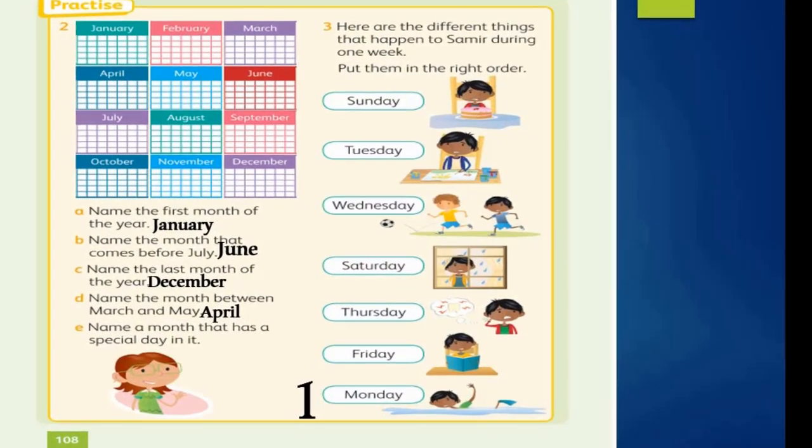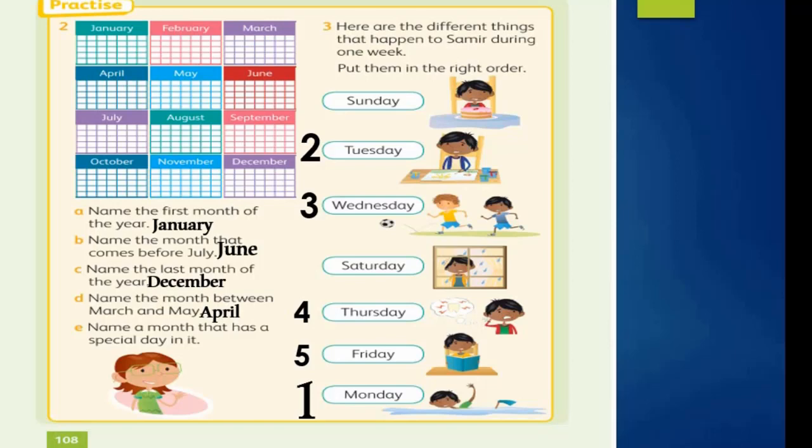Monday. Well done. So we will write number 1 next to Monday. Then, what day is coming after Monday? Tuesday. Great. So we will write number 2 next to Tuesday. Then, what's coming after Tuesday? Wednesday. Great. We will write number 3 next to Wednesday. Then, what's coming after Wednesday? Thursday. Great job. We will write number 4 next to Thursday.